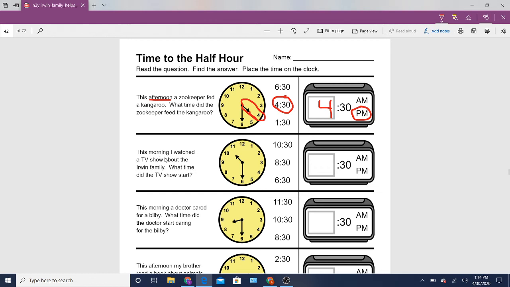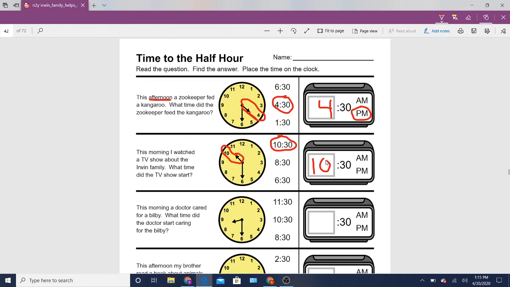This morning, I watched a TV show about the Irwin family. What time did the TV show start? So again, I follow my little hand up. It's going to be between the 10 and 11. So I go with the first one, which is the 10. Again, the big hand's on the 6, which means 30. So it is 10:30. I'm going to write in my 10.